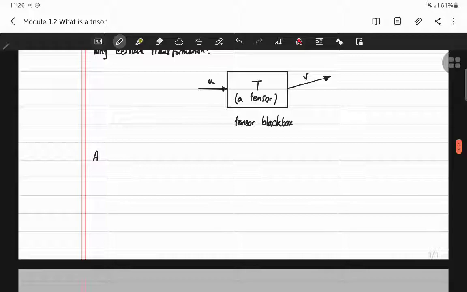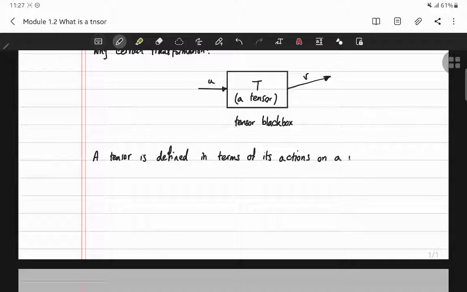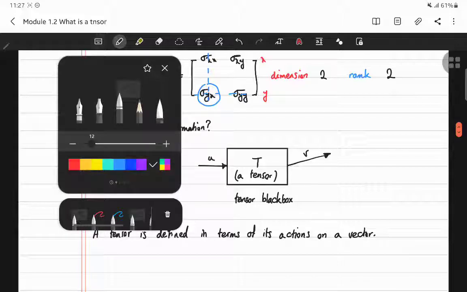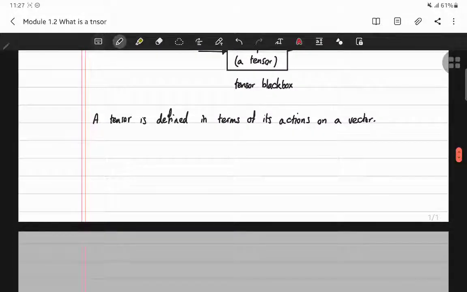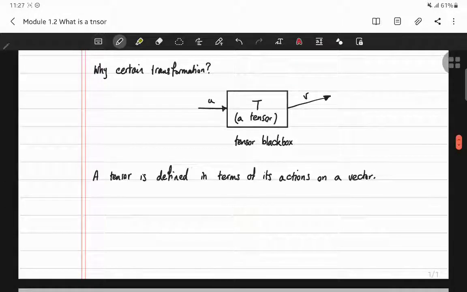So we can define a tensor in terms of its actions on a vector. To give you a better idea, we may come up with an example here. We all know the stress state. So if you have sigma as a tensor, this is sigma, which is a stress tensor, of course.